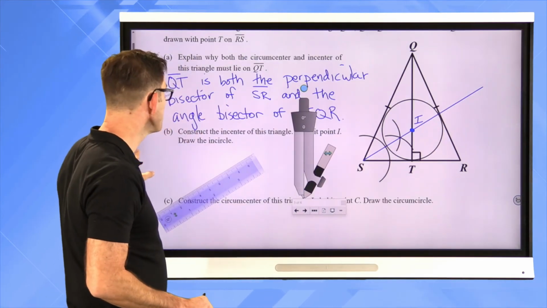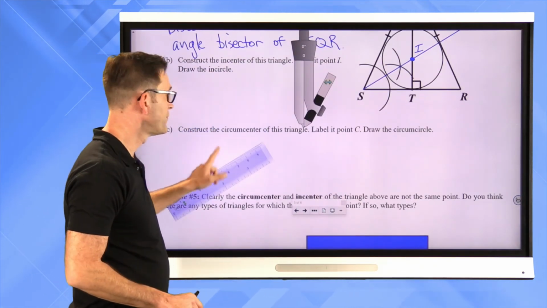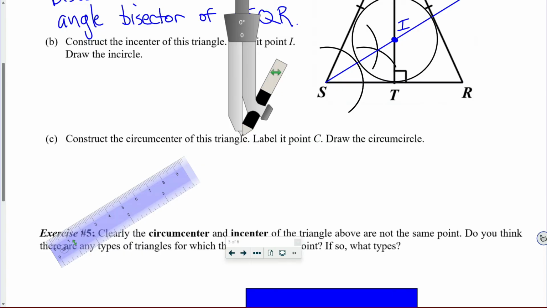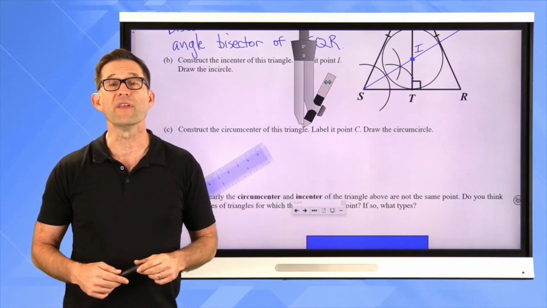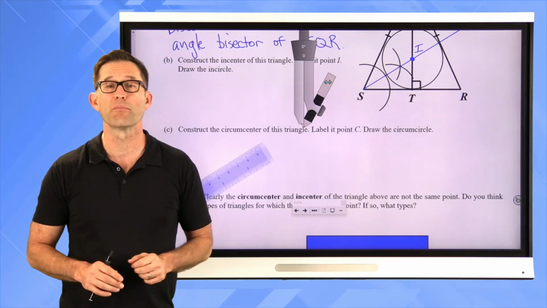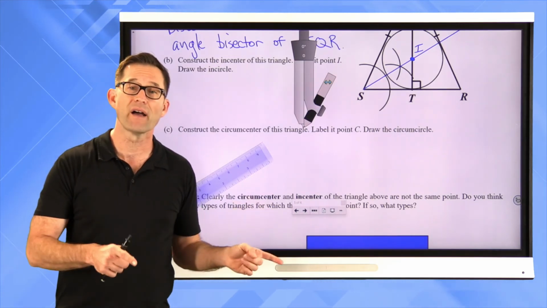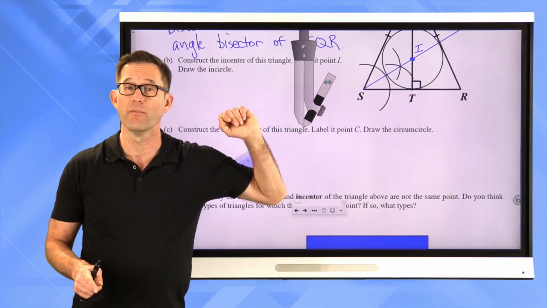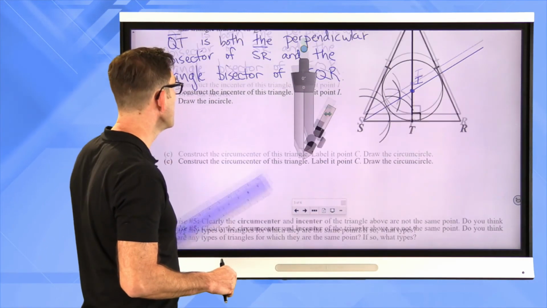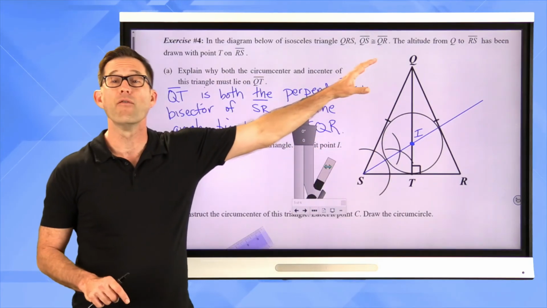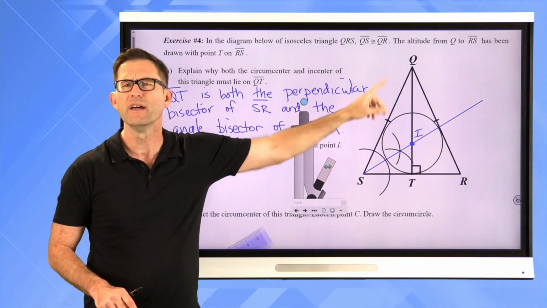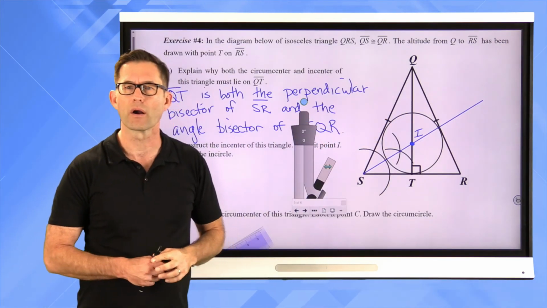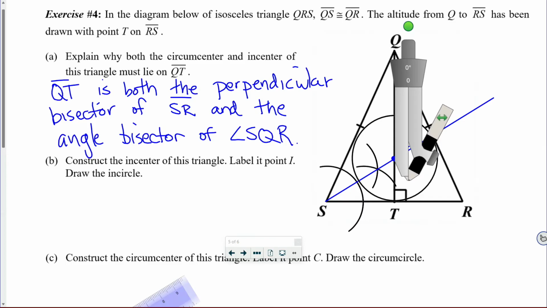Let's review a little bit about the circumcenter. Let's take a look at letter C. Construct the circumcenter of this triangle, label it point C, draw the circumcircle. All right. Well, again, the circumcenter will be at the intersection point of any two of the perpendicular bisectors of the sides of a triangle, and we already have one of them. So we simply have to construct the perpendicular bisector of one of those two legs, I think I'll do the perpendicular bisector of QR, all right? I think that'll work.